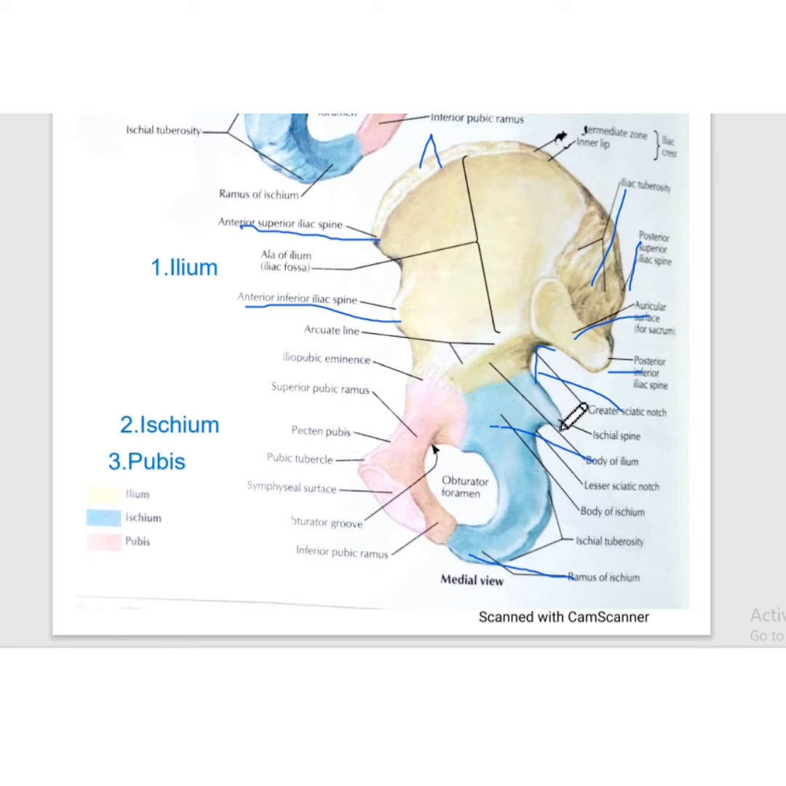This ischium consists of a bony prominence. This bony prominence is called the ischial spine. Inferior to this ischial spine, there is another notch which is called the lesser sciatic notch. Actually, both of these notches are converted into foramina by the sacrospinous and sacrotuberous ligaments. Let me show you.